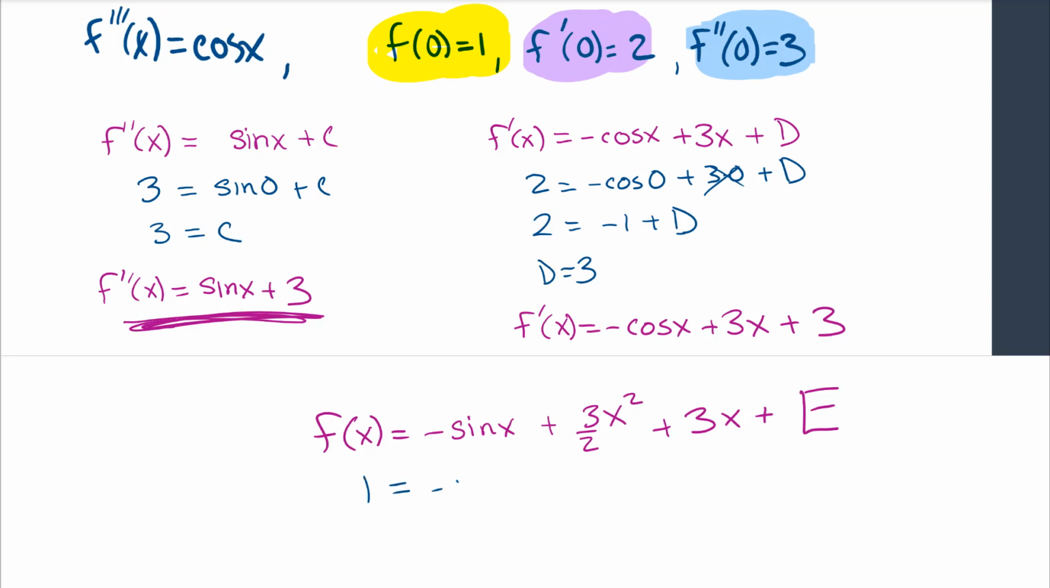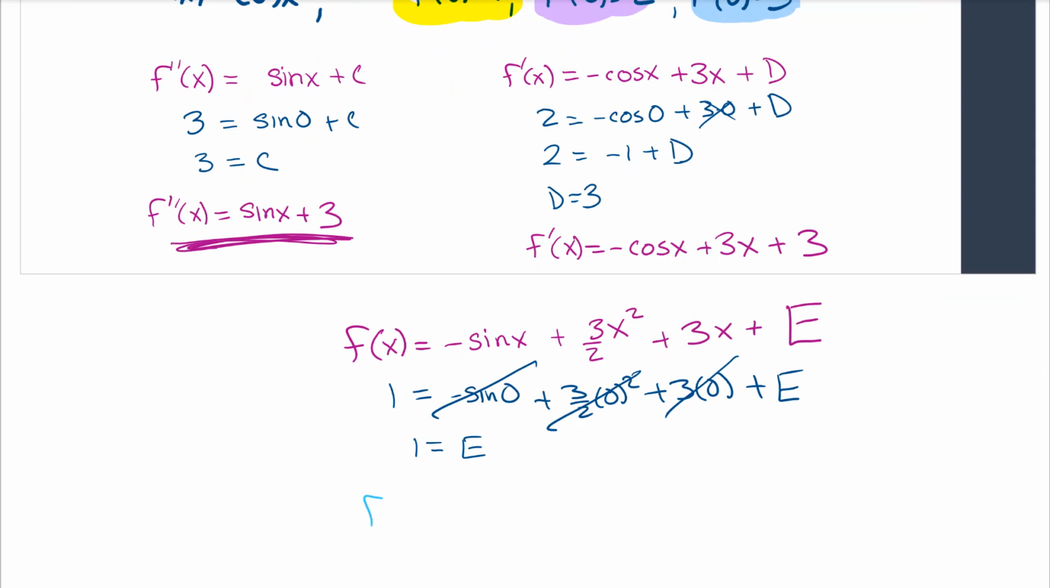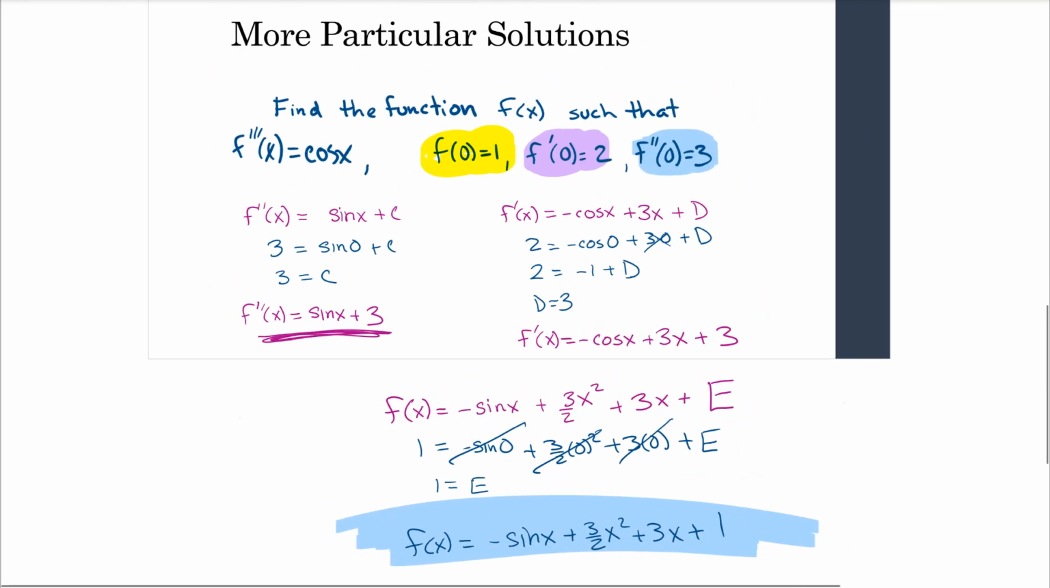We say 1 is equal to negative sine of 0 plus 3 halves of 0 squared plus 3 times 0 plus E. That's nothing, that's nothing, that's nothing. E is equal to 1. Therefore, our solution is f of x is equal to, actually, hold on, I'm getting all excited. F of x is equal to negative sine of x plus 3 halves x squared plus 3x plus 1. And there is our final solution, actually not final, our particular solution.